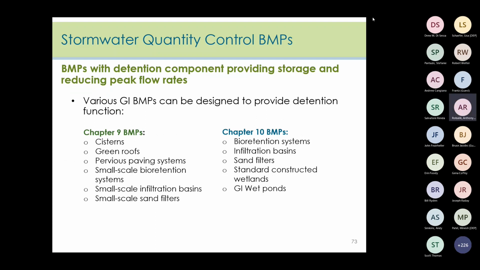So here's a list of the various Chapter 9 and 10 BMPs that can provide detention. Note that these BMPs are considered green infrastructure, which are required to be used to meet the stormwater runoff quantity control standard. Note that Chapter 11 BMPs, which are not listed here, would only be eligible to meet the stormwater runoff quantity requirement if a waiver or variance from NJAC 7:8-5.3 was granted.